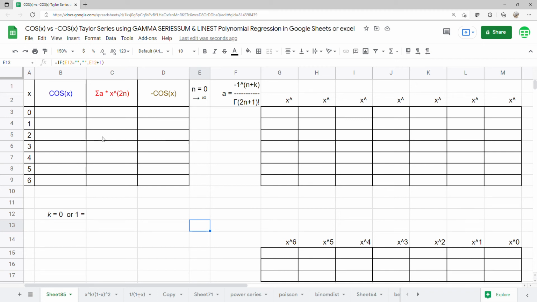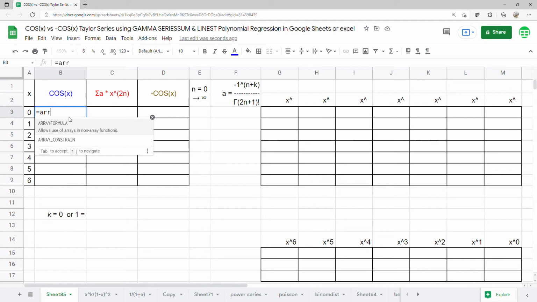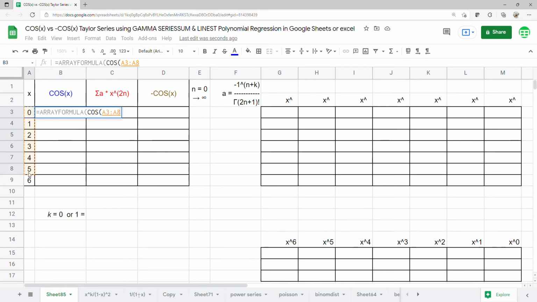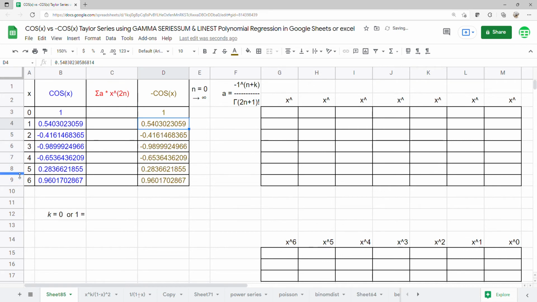In this video, we will compare positive cosine x and negative cosine x using Taylor series expansion. We begin with the dataset of cosine, which is our formula, cosine of the x values from 0 to 6, and negative cosine, so our formula, cosine of the x values 0 to 6. But there is a negative sign, so we factor in the negative sign.